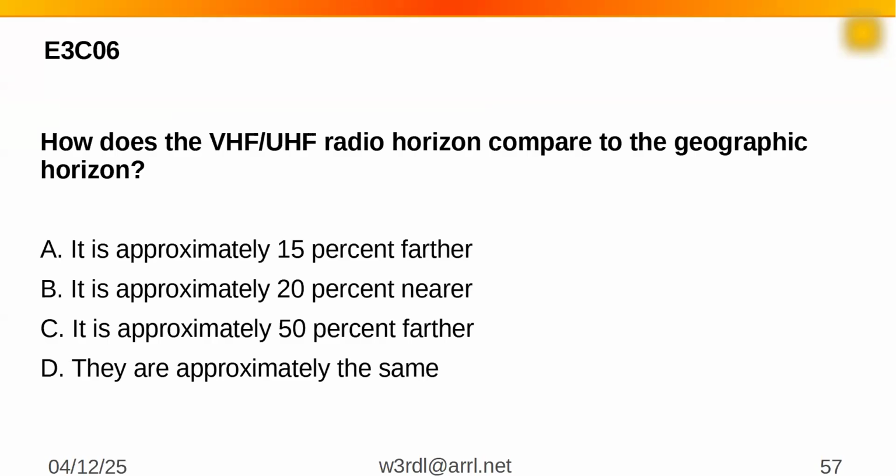So how does the VHF UHF radio horizon compare to the geographic horizon, which is the line of sight formula? Somebody said 15%.